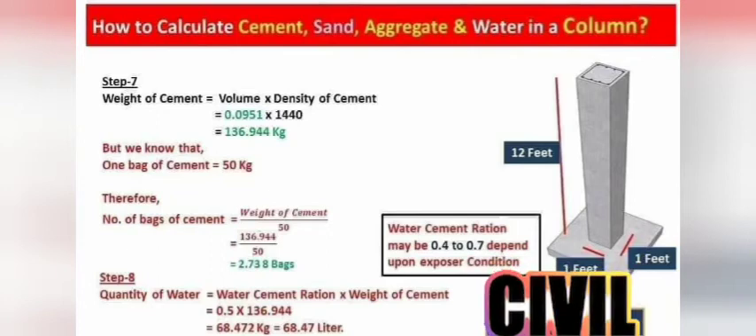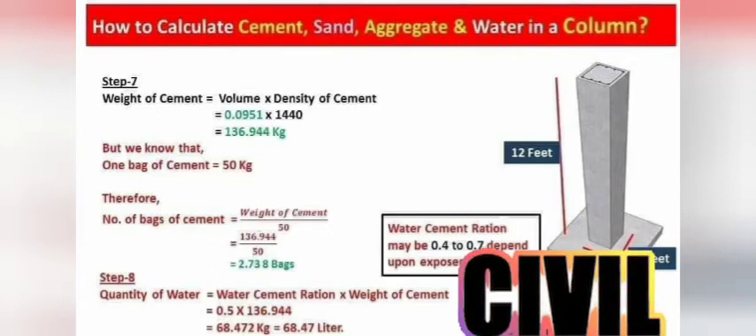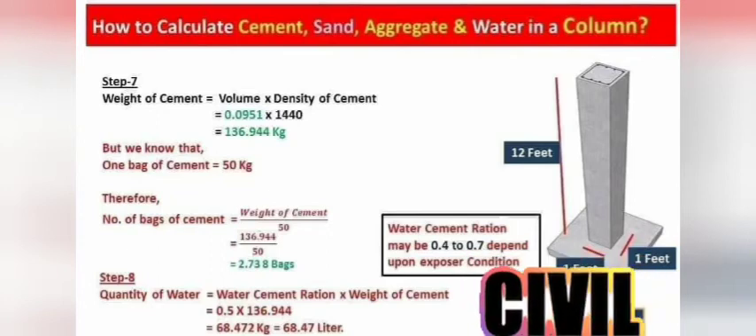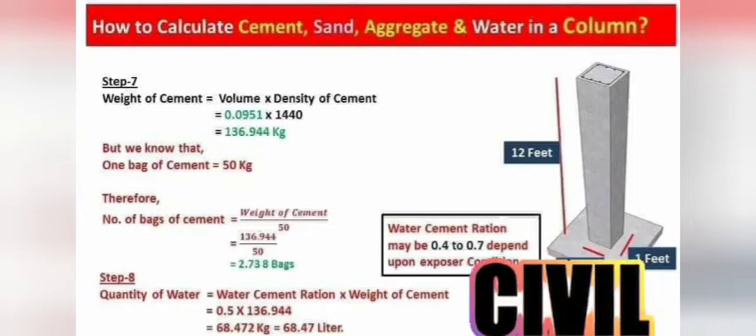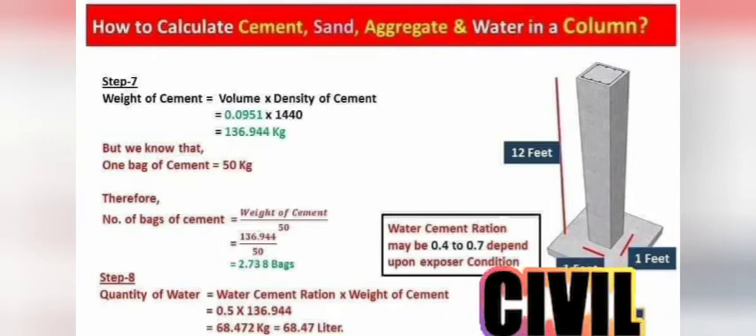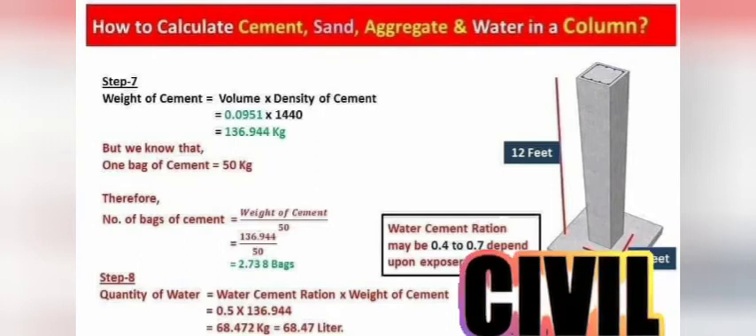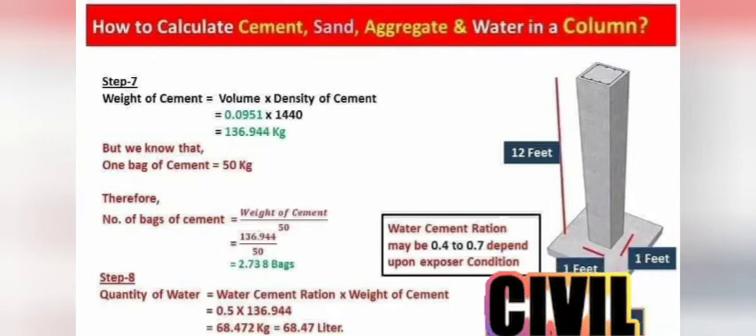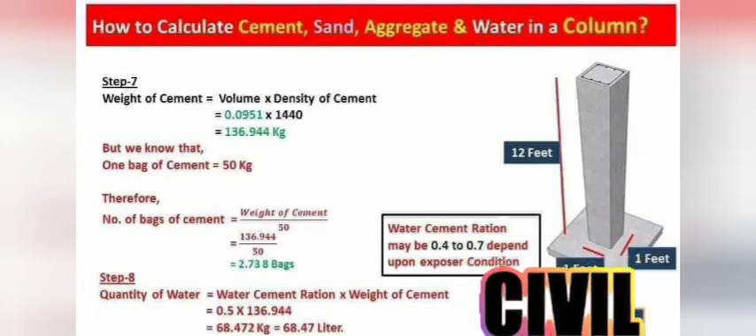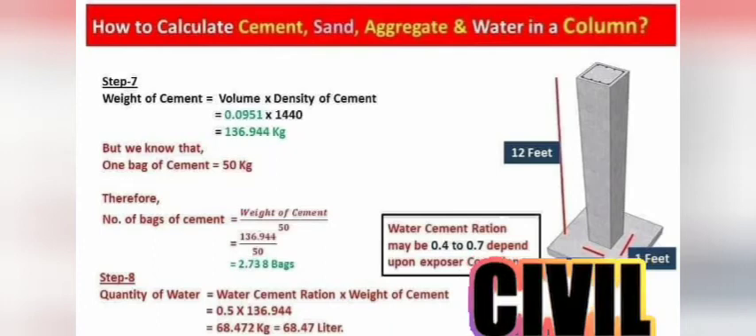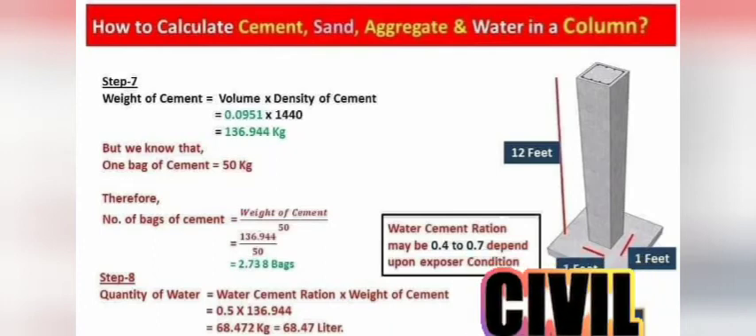We always know that one bag of cement consists of 50 kg. So while calculating the number of bags, you take weight of the cement divided by 50. The weight of the cement we got as 136.944 kg in step 7, divided by 50, because one bag contains 50 kg. So finally we get 2.738 bags of cement.